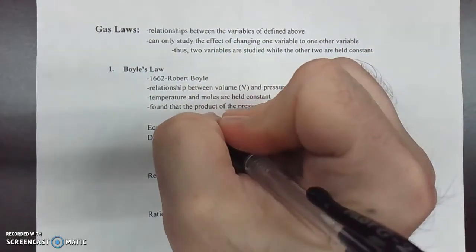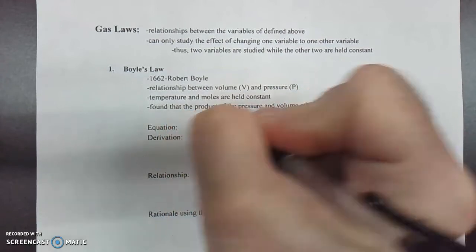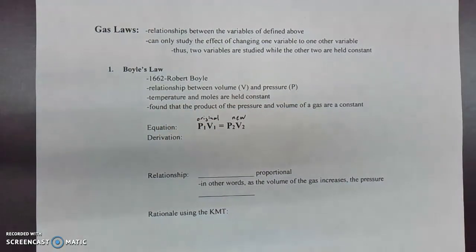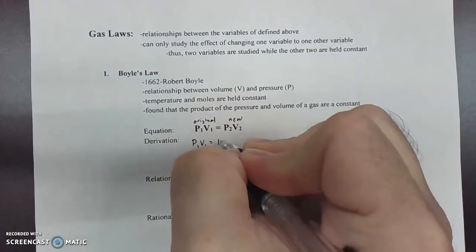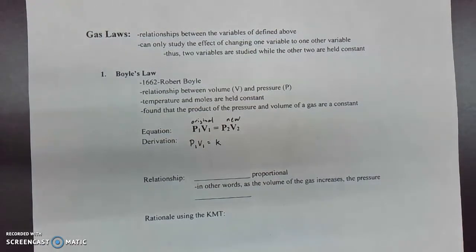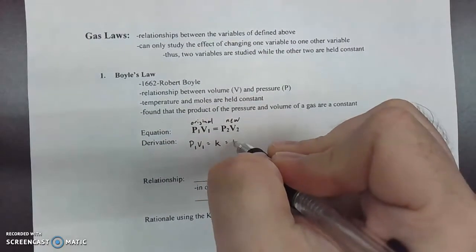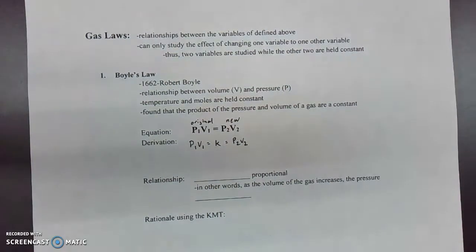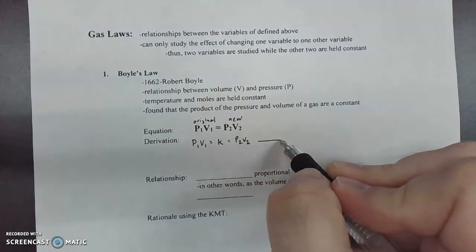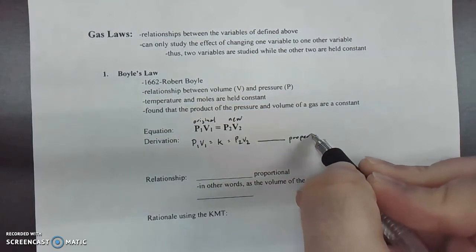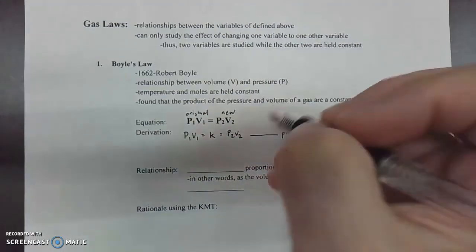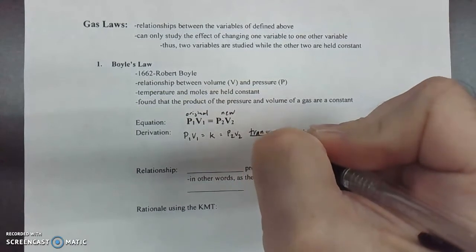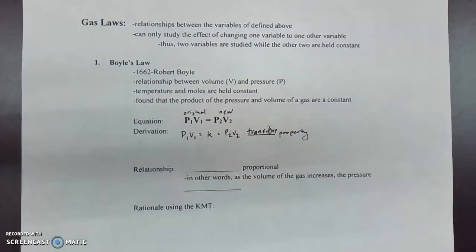So if this is our original pressure and volume, and this is our new pressure and volume, he found that this is equal to a constant that we'll call K. But that is also equal to the new pressure times volume. So this is what property in math? Well, this is the transitive property. And I double checked that with Mrs. Simpson, and it is correct.